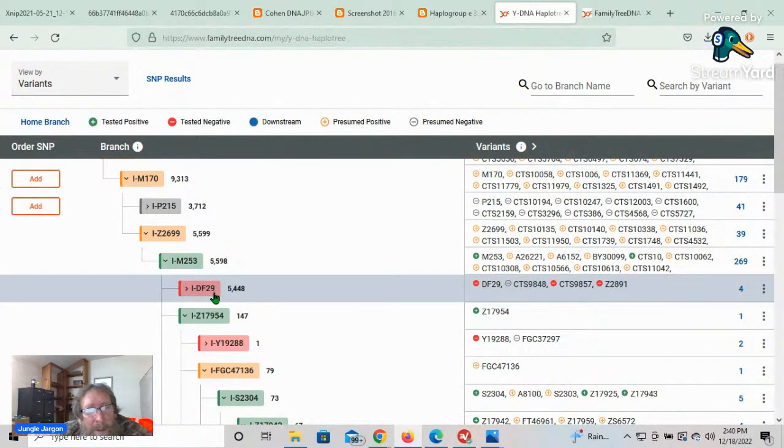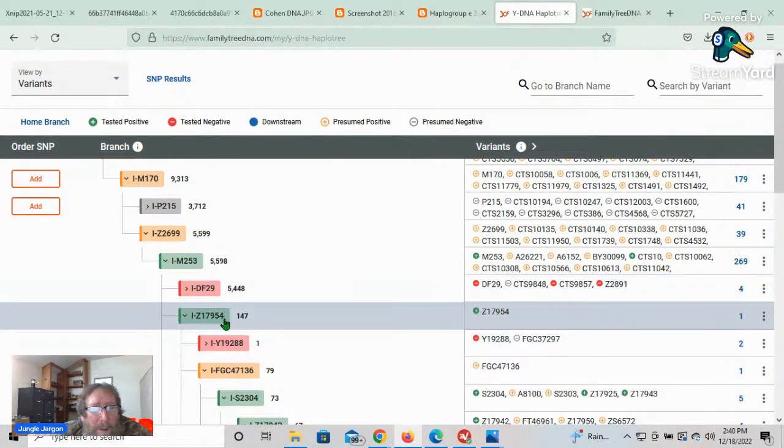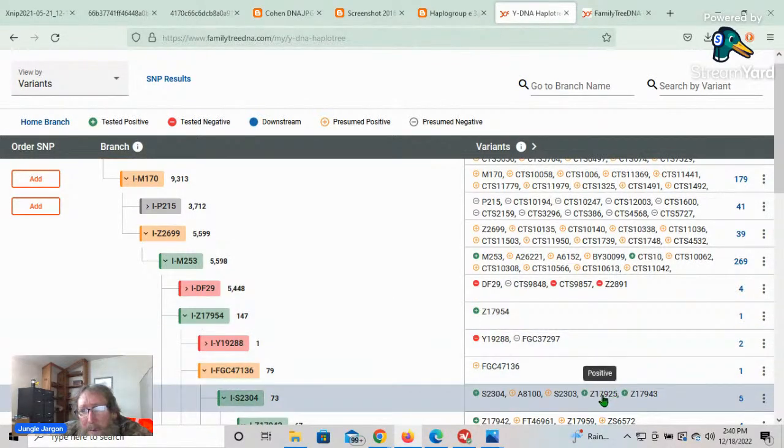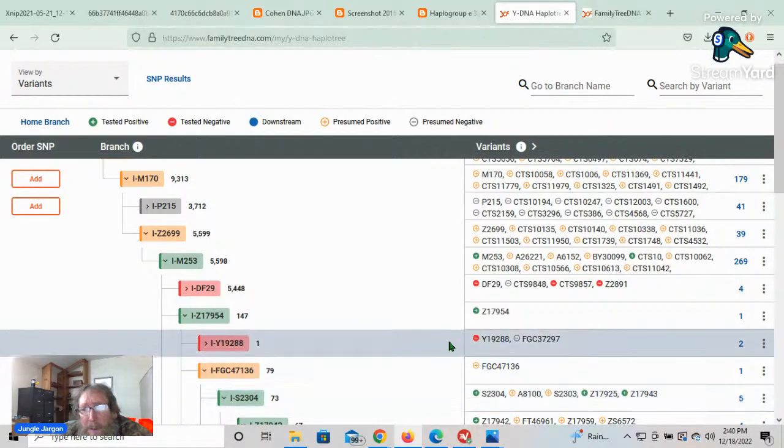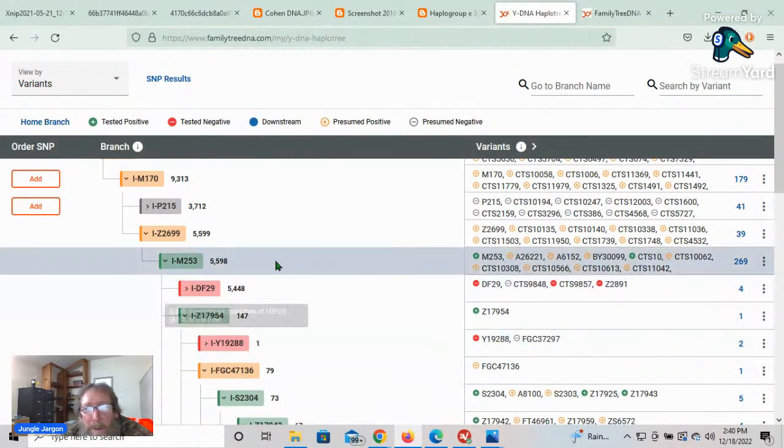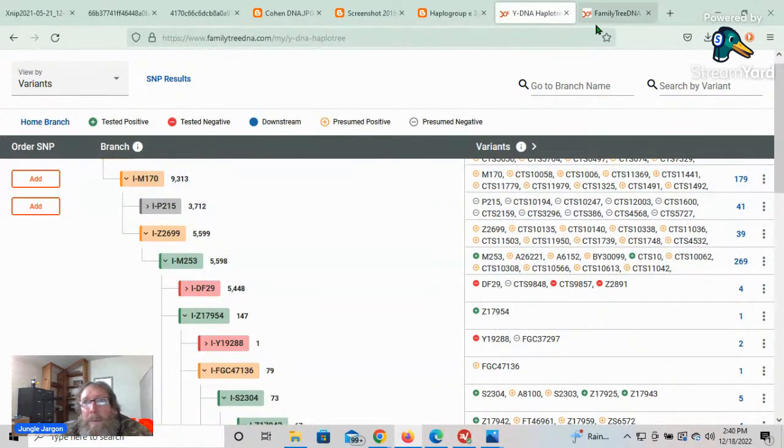Remember this I-DF29? It's not the Scandinavians. See, this is all red. This is all not the Scandinavians nor Nordics or otherwise German and everything else like that. So this is the I-DF29, which is not mine. This is what I am, the 54. You remember the 54 number and also the 25 number. But that's not exactly what I am. I'm just going on down the line. But anyways, just for that. Now I guess we'll go back to the Cohen modal haplotypes.